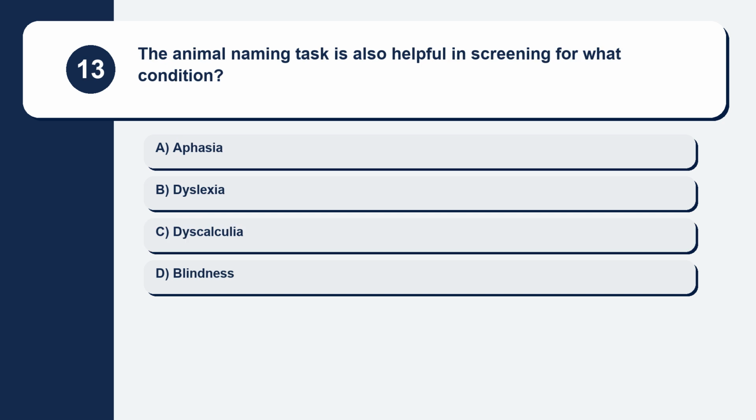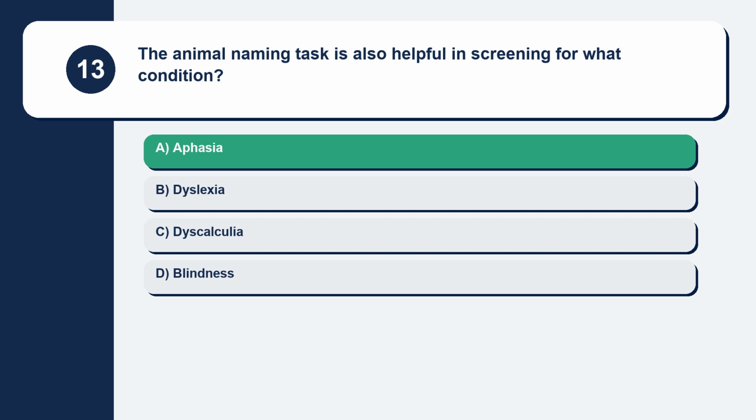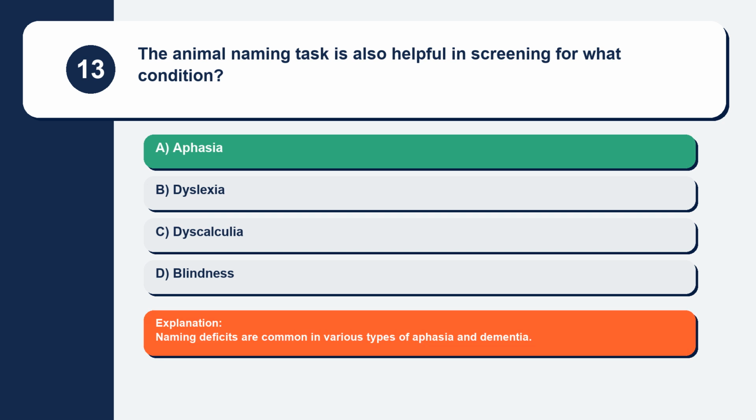Question 13. The animal naming task is also helpful in screening for what condition? Aphasia, dyslexia, dyscalculia, blindness. Naming deficits are common in various types of aphasia and dementia.